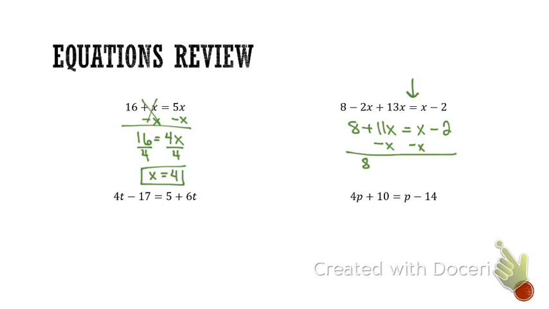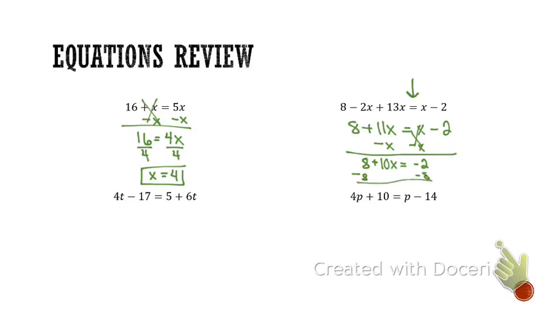So now I have 8 plus, what's 11 minus 1x, 10x equals negative 2. Okay, so now if I need to get my x by itself, what can I do with my 8? If you're saying subtract it, you're right.